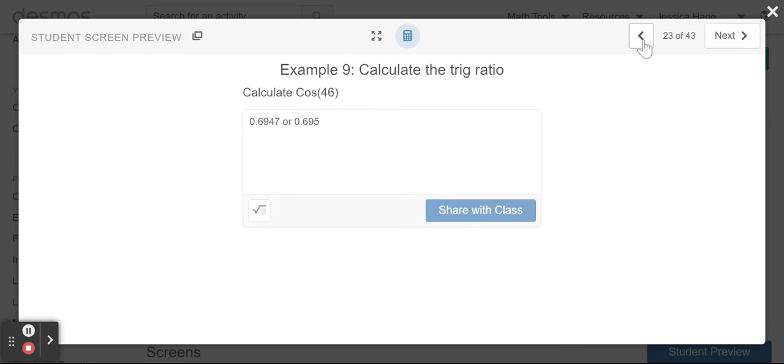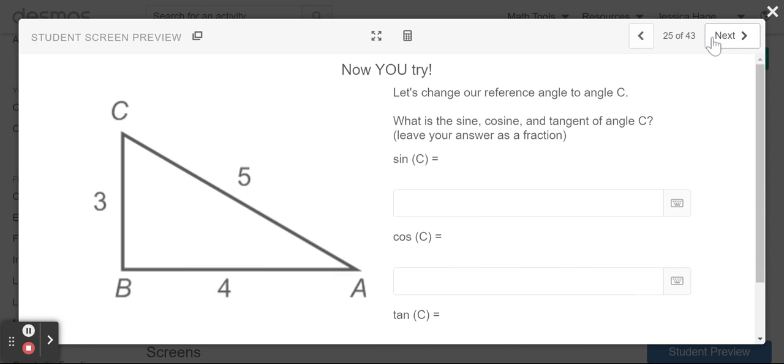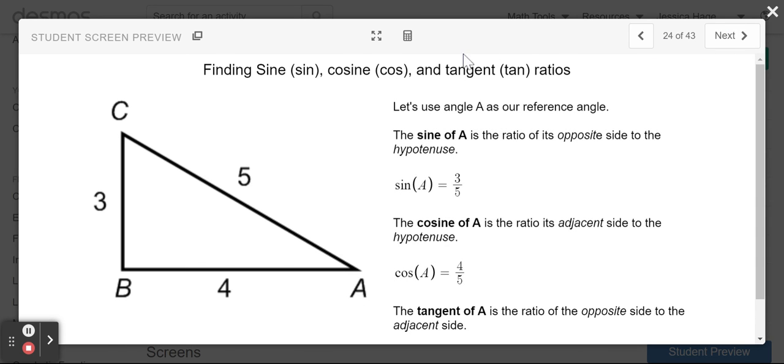And so that's just using the calculator. Now we're going to set up the ratios when we don't have a number for the reference angle and we're just looking at the sides. So on these next 2 slides, we're just setting up a fraction. We're not typing in the calculator at all.